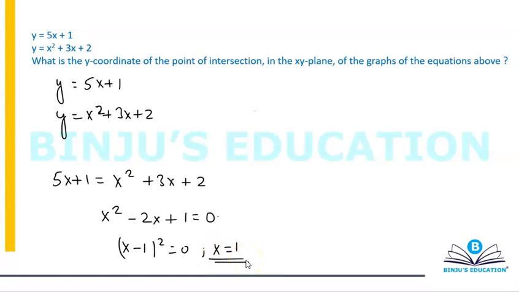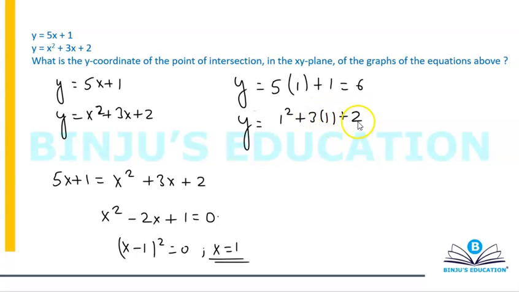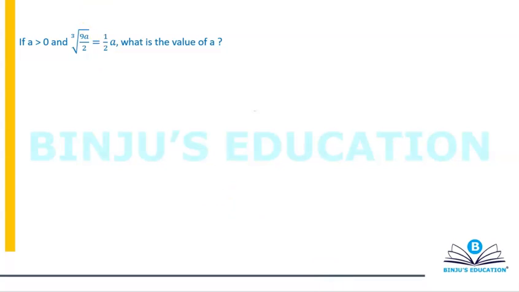So the x coordinate of the point of intersection of the two graphs is equal to 1. What I need is the y coordinate. So put x is equal to 1 in either of the two. If I'm going to put it in the first one, I'm going to get 5 into 1 plus 1, which is equal to 6. Put that in the second one also. I'm going to get 1 square plus 3 into 1 plus 2. This will also give me 6. So either way it is 6. Good, well done. Okay. Try the next one, please.